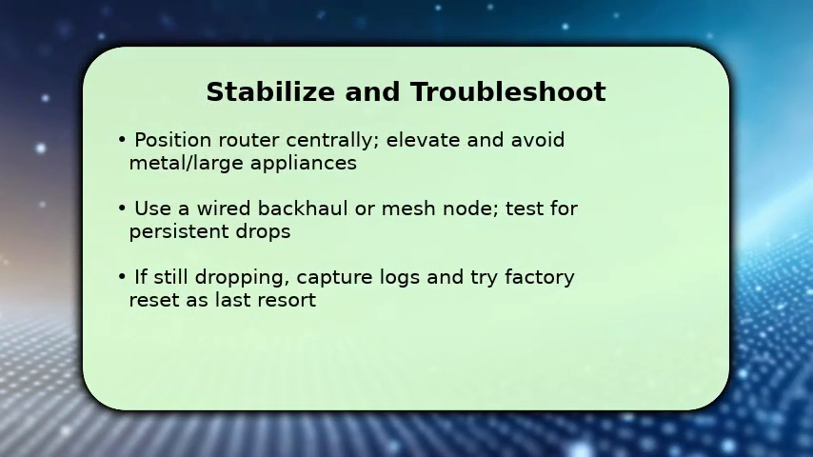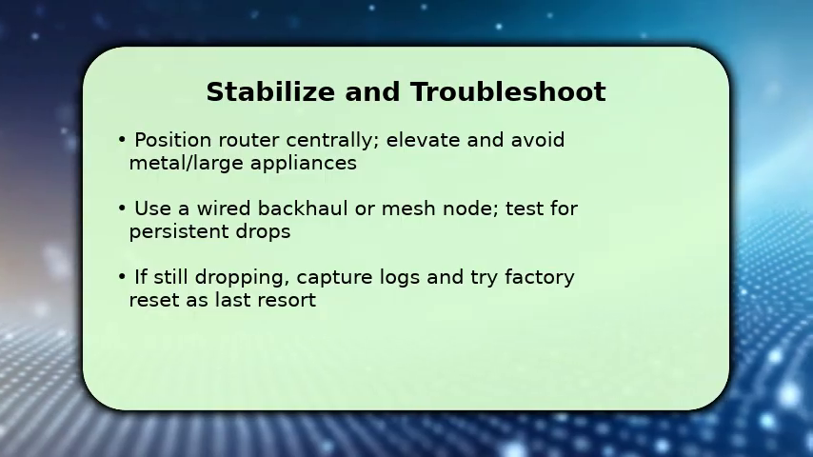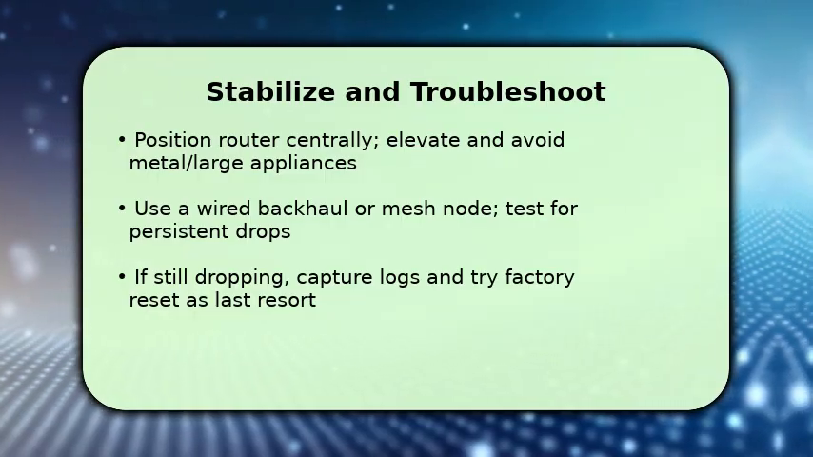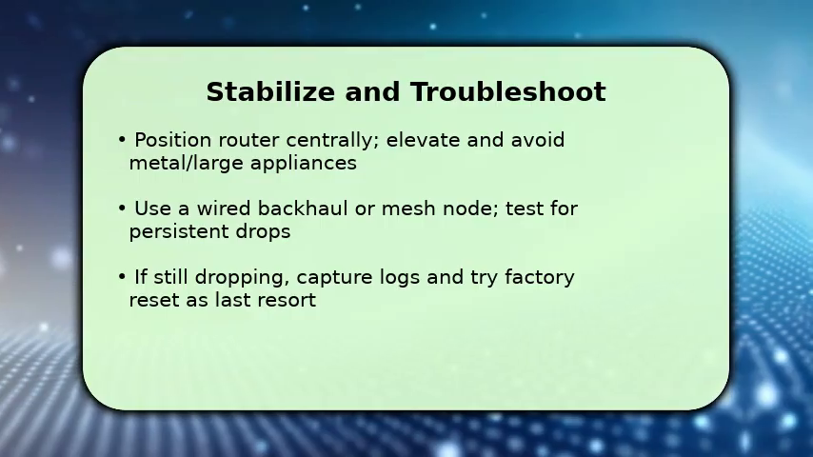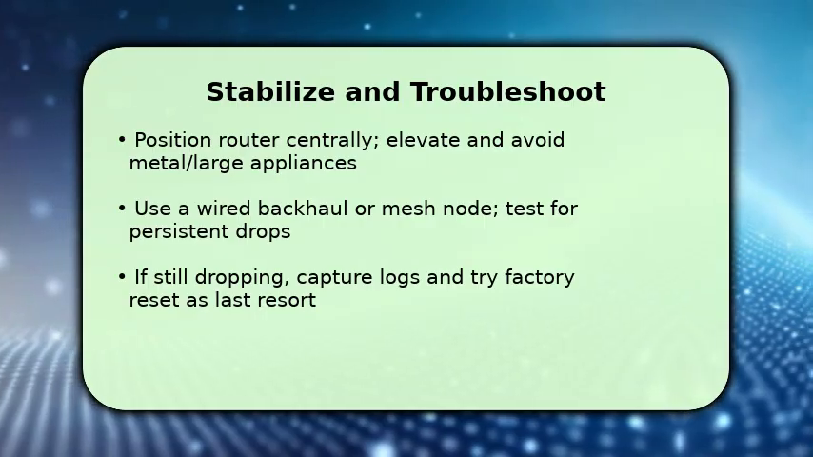Reposition the router centrally and off the floor, away from microwaves, baby monitors, and large metal objects, because physical obstructions cause retransmits. If coverage is weak, add a wired backhaul or a mesh node to eliminate wireless hop losses.